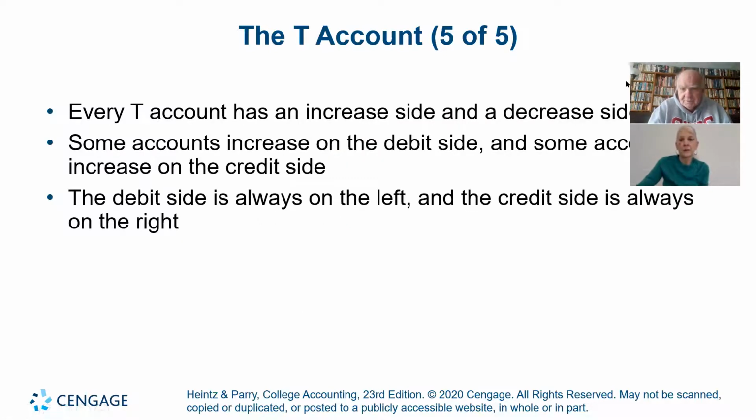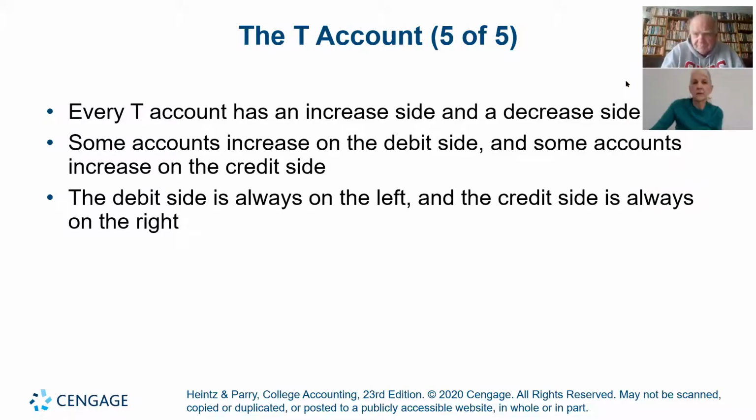Every T account, you see what it says there, has an increase, decrease side, Lori. Debits and credits don't mean plus and minus. It has nothing to do with plus and minus, increase, decrease, more or less. One isn't better than the other, okay? They just mean left and right to follow the rules. So every T account is going to have a side that increases the balance, and the opposite side will decrease it. Some accounts increase on the debit side, and some increase on the credit side. Debit's always the left, credit's on the right.